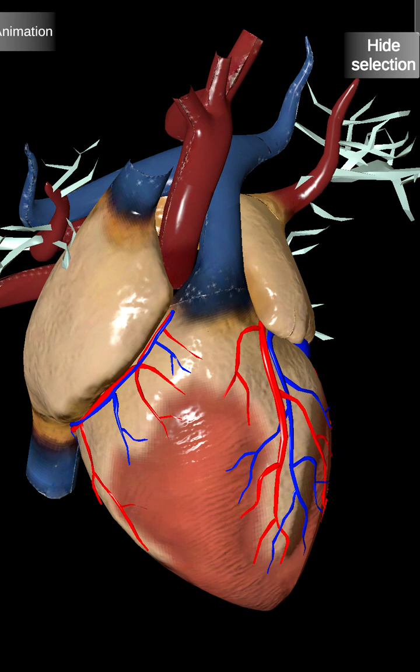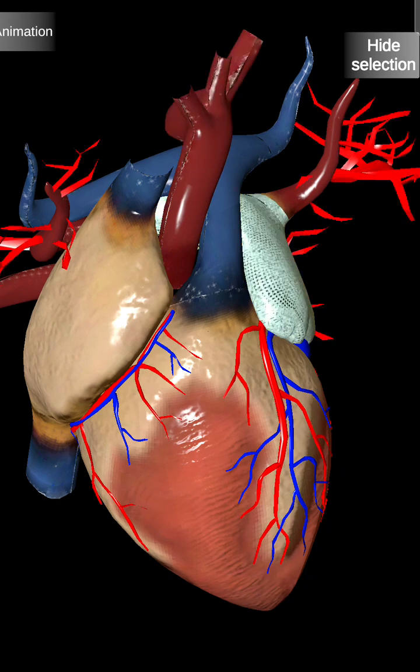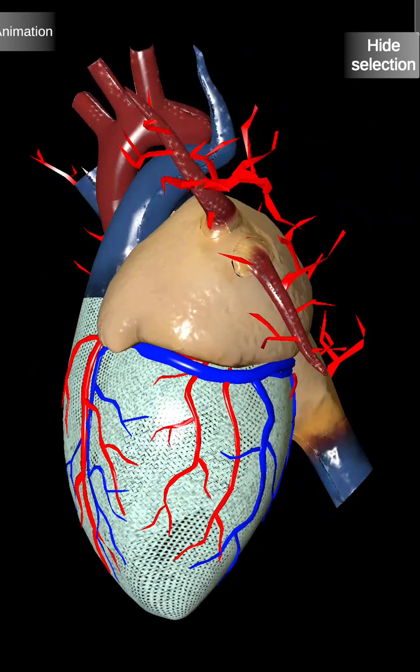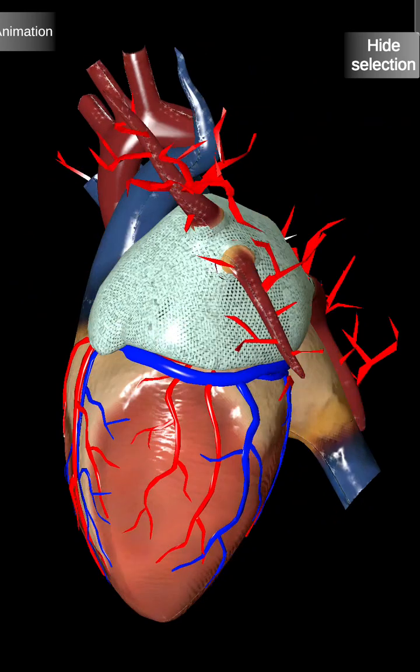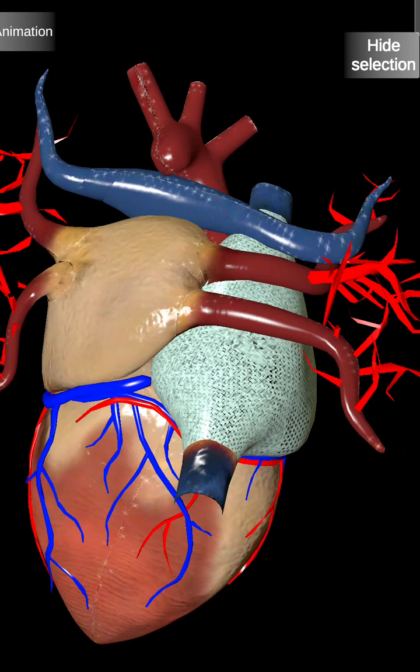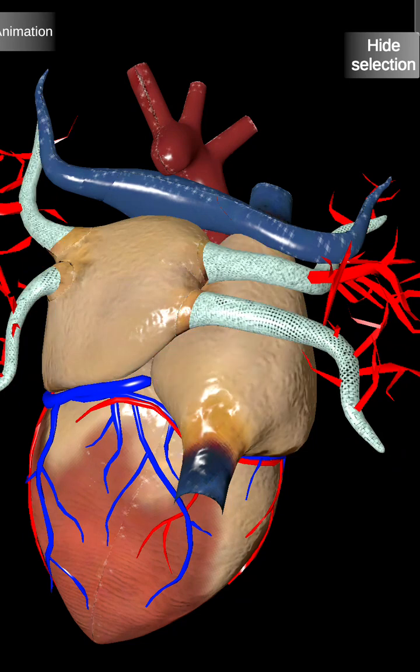The pulmonary vein branches into many small pulmonary veins. So these are the pulmonary veins. We only talked about the pulmonary vein branches, but this is now the pulmonary vein. The pulmonary vein carries oxygenated blood from the lungs to the left atrium.